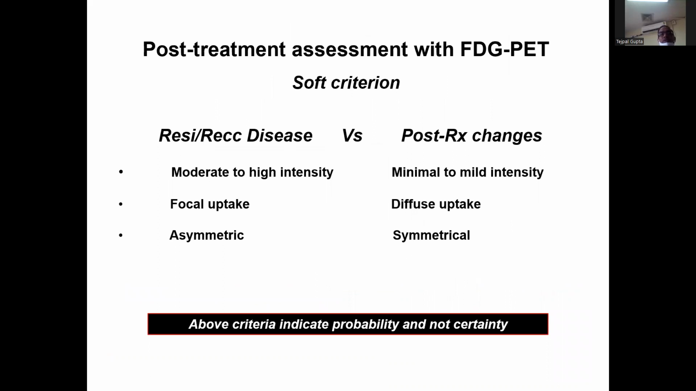Now, coming to the last part, the post-treatment assessment of the FDG PET, there are certain soft criteria. The criteria that we used in our primary study analysis, which was published in the Green Journal, was that moderate to high intensity focal uptake and asymmetric uptake is likely to represent residual or recurrent disease, whereas minimal to mild FDG intensity, diffuse uptake, and symmetrical uptake is largely post-treatment changes. However, these criteria indicate only a probability and are not a certainty as far as post-treatment assessment is concerned.